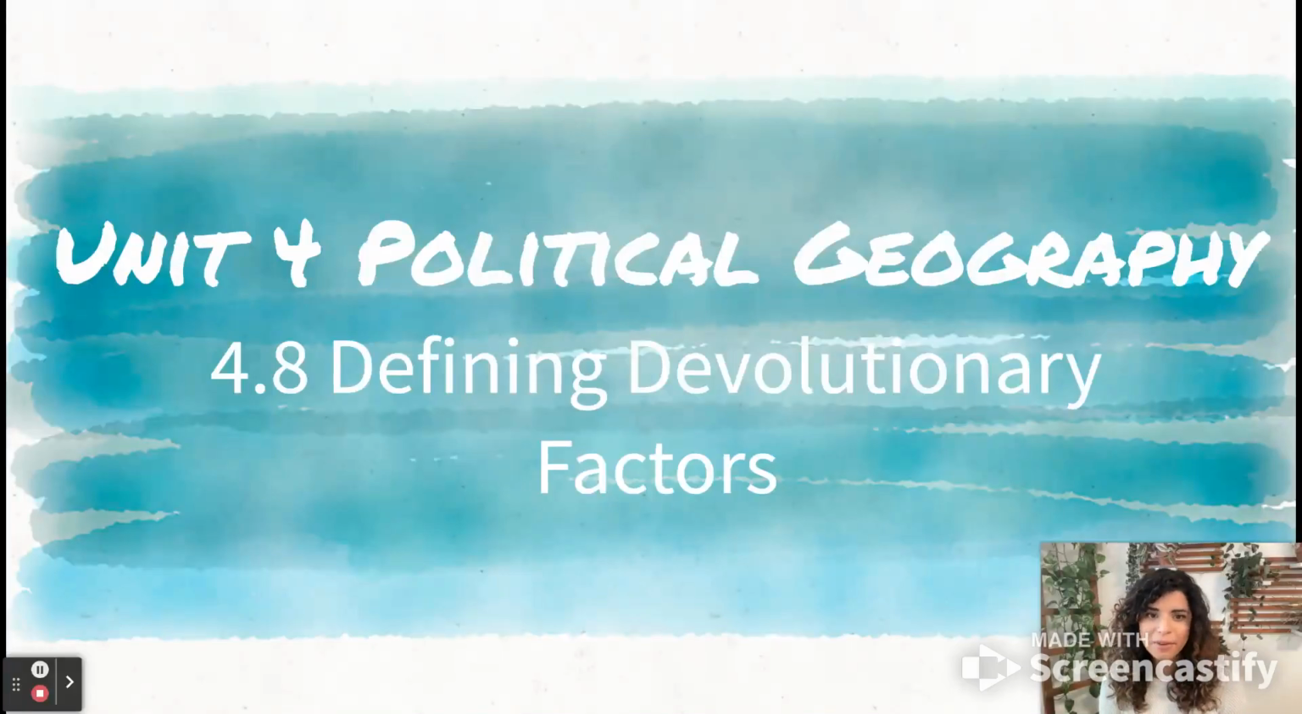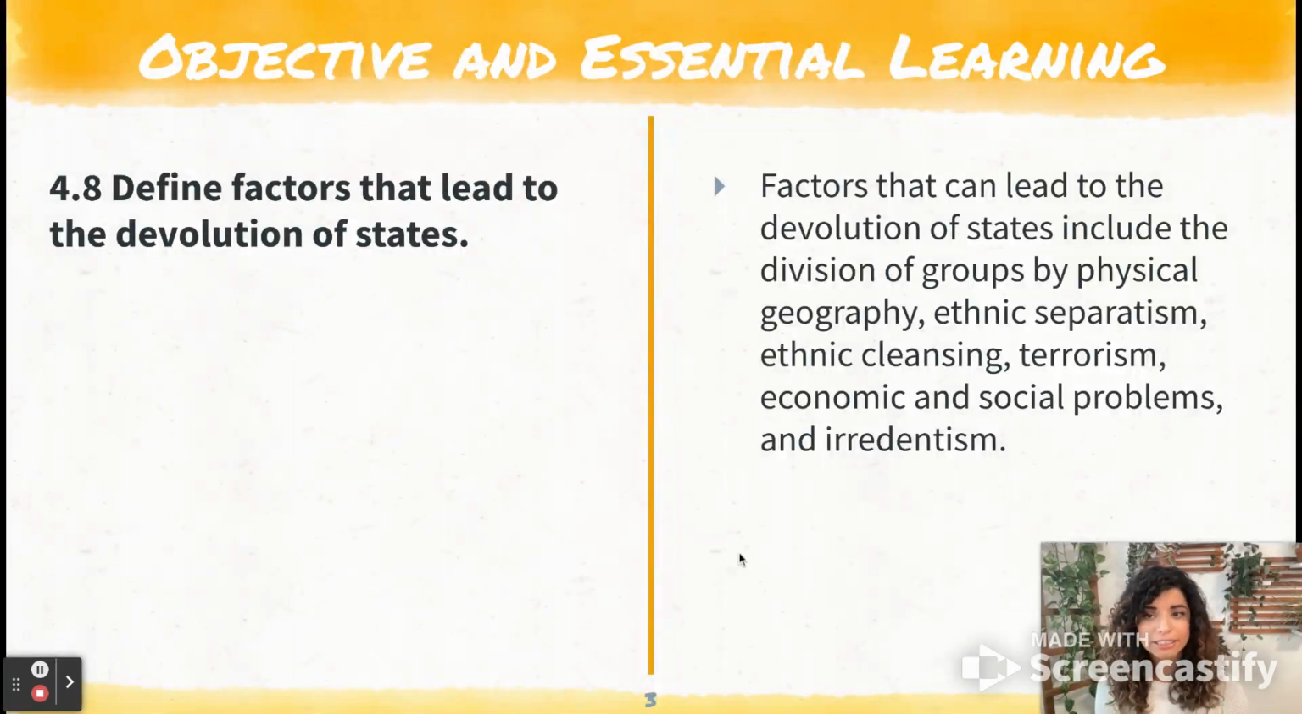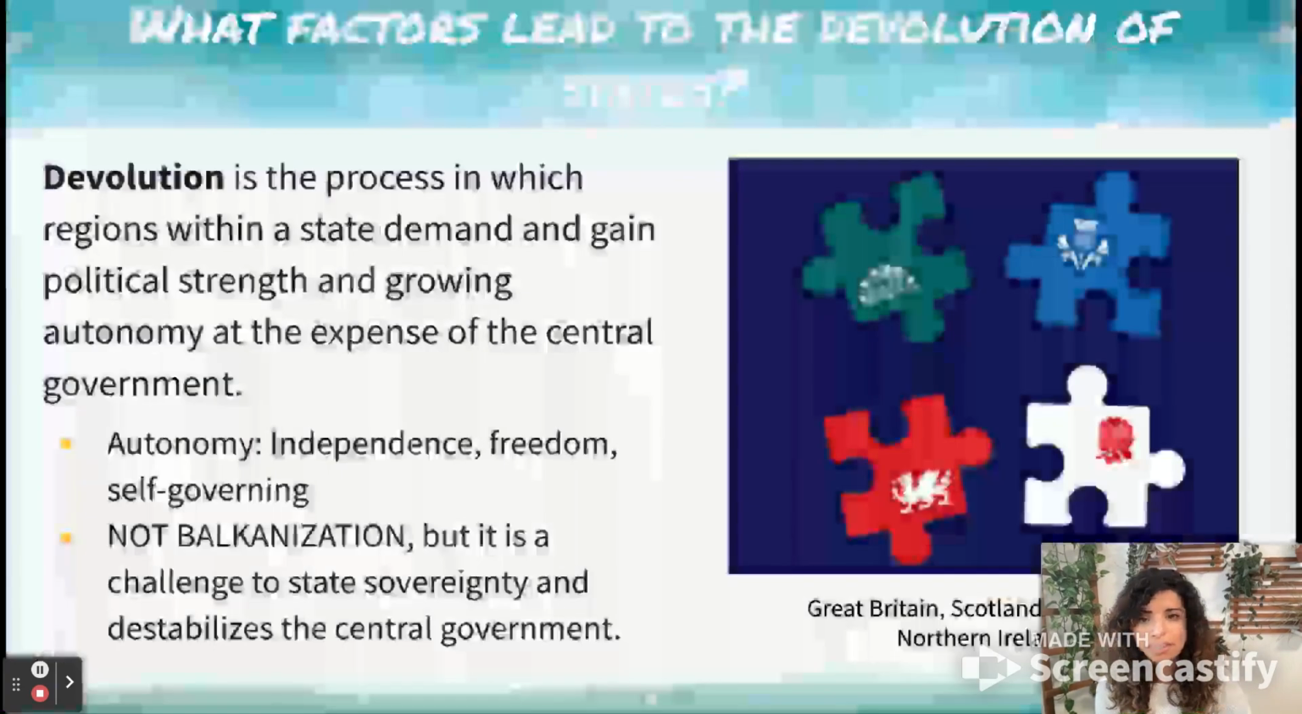Hey everyone, today we're going to be talking about devolution within politics. So 4.8, defining devolutionary factors. We're going to look at some examples as to the different factors that can cause a state to devolve. These can include division of groups by physical geography, ethnic separatism, ethnic cleansing, terrorism, economic and social problems, and irredentism. So let's take a look at these.